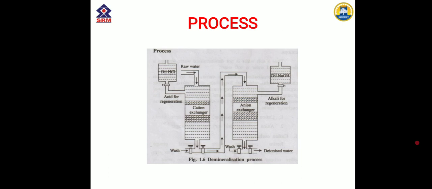Next, coming to the process. In this process, the hot water is first passed through the cation exchange column, which absorbs all the cations like calcium, magnesium, sodium, potassium, etc. present in the hot water. The cation free water is then passed through the anion exchange column, which absorbs all the anions like chloride, sulfate, bicarbonate, etc. present in the water. The water coming out from the anion exchanger is completely free from cations and anions. This water is known as demineralized water or deionized water.